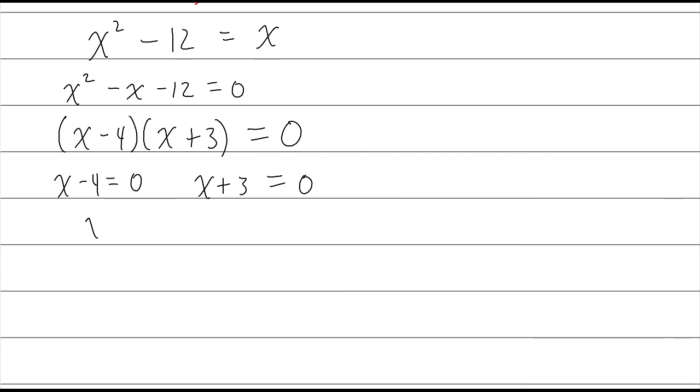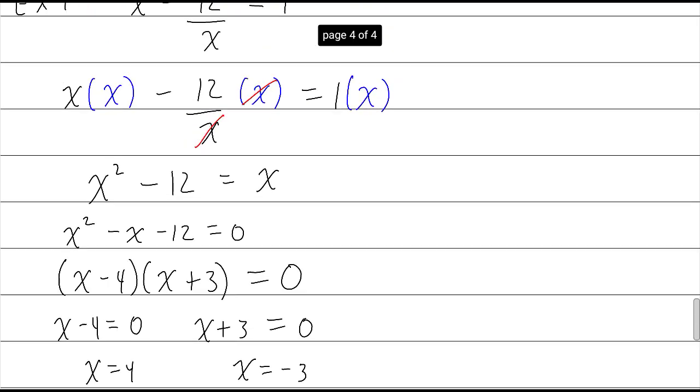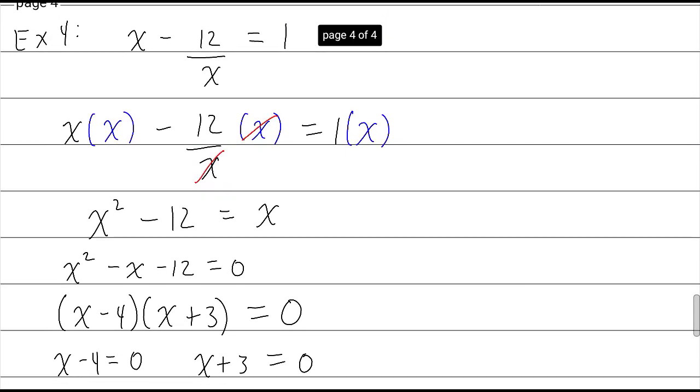Add 4 to both sides, I get 4. Subtract 3 from both sides, and I get negative 3. Okay, so I have 2 potential solutions. Now, especially when there's a quadratic, you have the potential for extraneous solutions, right? Remember, those are solutions that are not real solutions. So I need to be very careful here. 4, and negative 3. Let's plug them in.